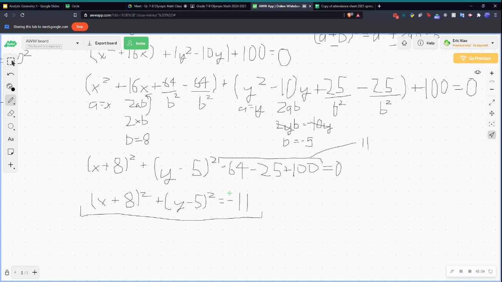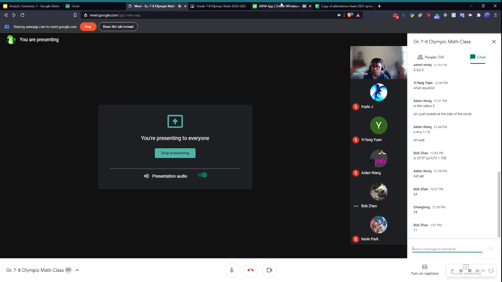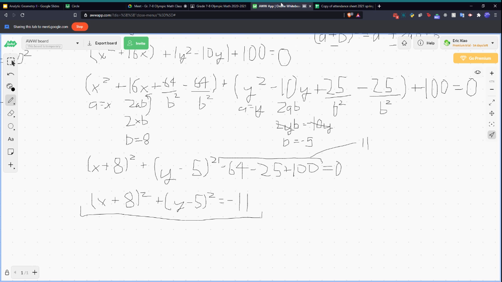But is this a circle? Can someone tell me yes or no? Is this a circle or not? Does this represent an actual circle, or is there something wrong with it? Someone tell me.